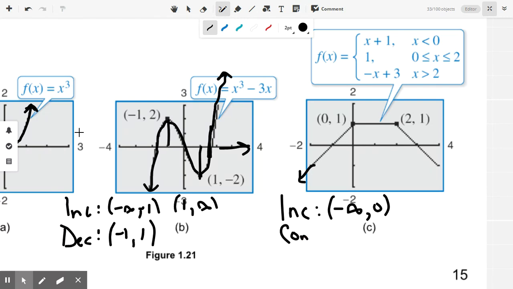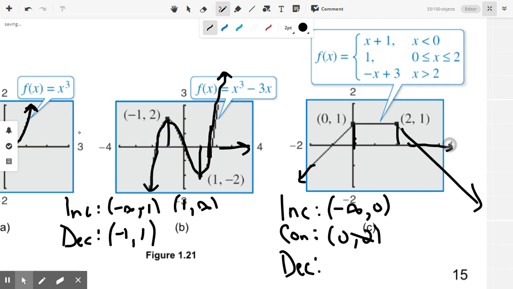It is constant from right here to right here, right? That's the x value, right? We're only looking at the x values from the x value of 0 to the x value of 2. And once again, we're using parentheses because we're not including the point there, because it's only staying constant till it reaches that point. And then it is decreasing, right, from here, and that's going to go forever. So as I go towards infinity, it's going to continue to go down forever. So it is going down from 2 to infinity.